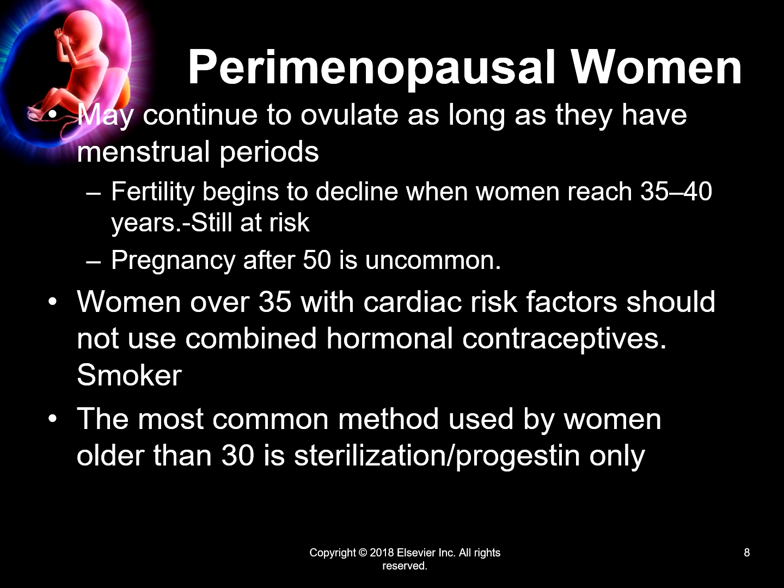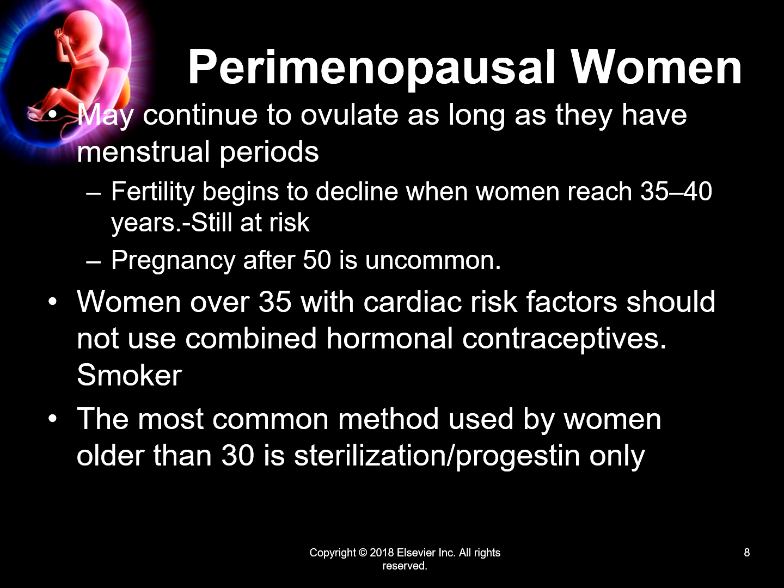With perimenopausal women, they may continue to ovulate as long as they have menstrual periods. Fertility begins to decline when women reach 35 to 40 years, but they are still at risk for becoming pregnant, so they do still need a contraceptive method if they do not desire to be pregnant. Pregnancy after 50 is uncommon, and menopause usually occurs. Menopause is defined as not having a period for 12 months, and that usually occurs between the ages of 52 and 54 with most women.